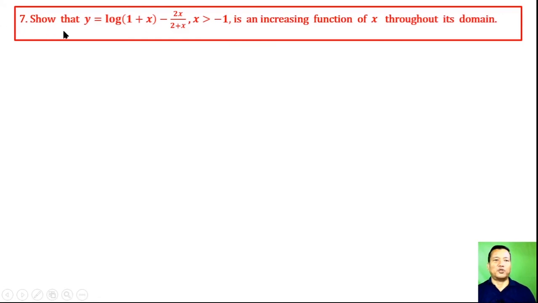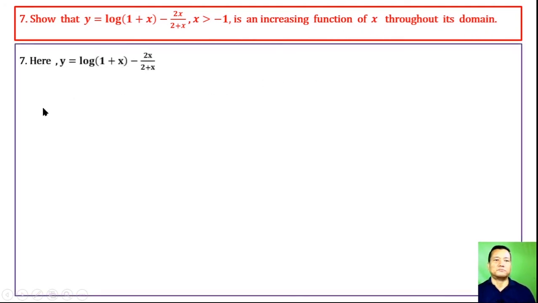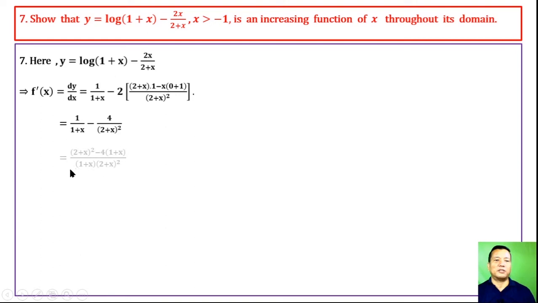Question number 7. Show that y equal to log of 1 plus x minus 2x by 2 plus x, where x is greater than minus 1, is an increasing function of x throughout its domain. Here y equal to this, and if y is equal to f of x, then whose derivative is 1 by 1 plus x, and whose derivative, applying the quotient rule, we get this. Simplifying, we get this. Again, let us simplify, we get this.